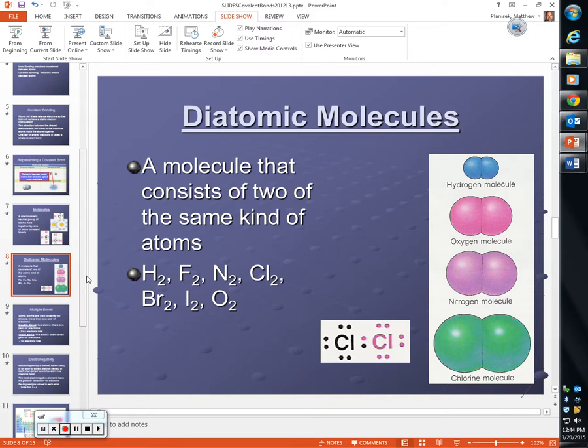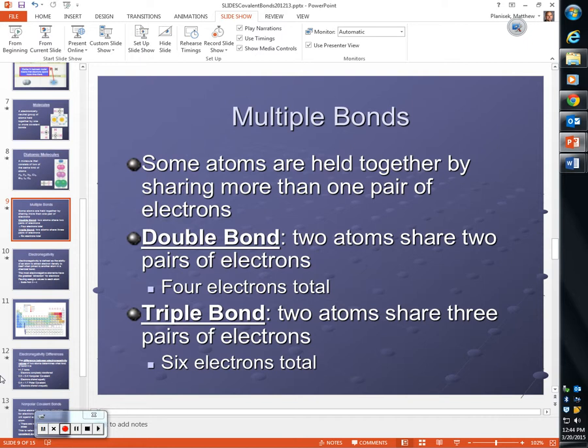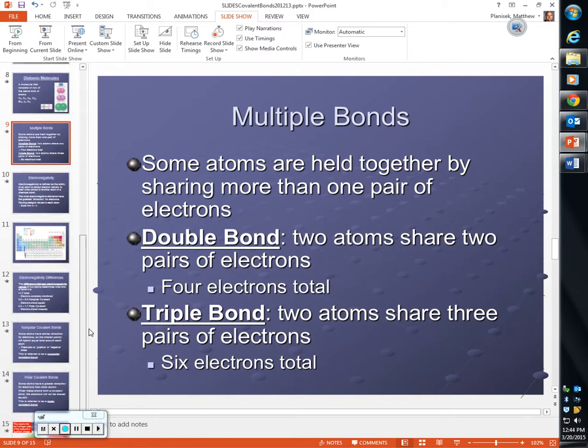And then finally, we introduced the idea of a multiple bond, where a covalent bond is atoms sharing a pair of electrons. Multiple bonds consist of atoms sharing more than one pair of electrons. So a double bond is 2 pairs of electrons, 4 electrons total. Triple bond, 3 pairs of electrons, 6 electrons total. Good there? Okay.